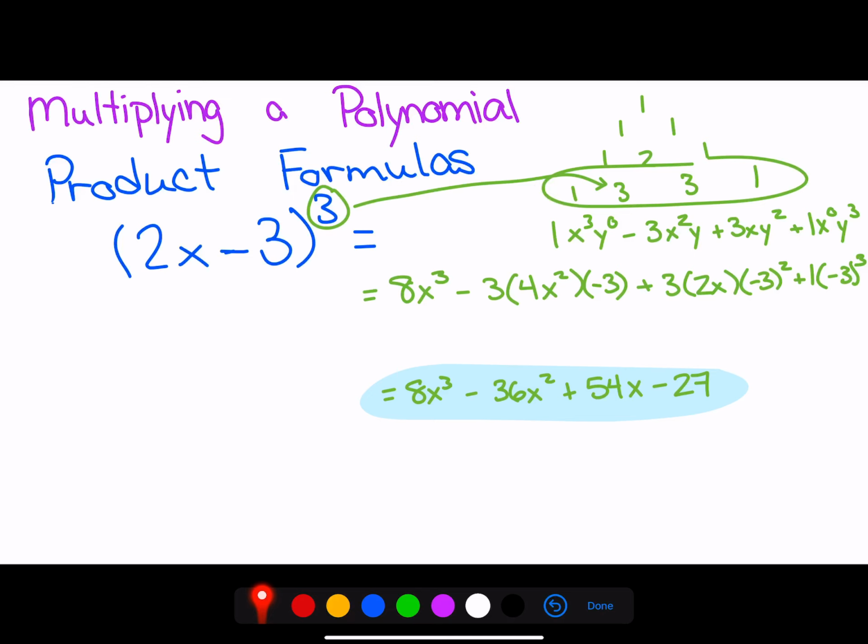So 1, 2, 3, that's the row that we want to use. So we have 1, 3, 3, 1. My x starts at 3, my y starts at 0. X will shrink, y will grow. So now I have 1, 3, 3, 1, x cubed, x squared, x, and x to the 0, y to the 0, y, y squared, and y cubed. So from here I just plug in my numbers.